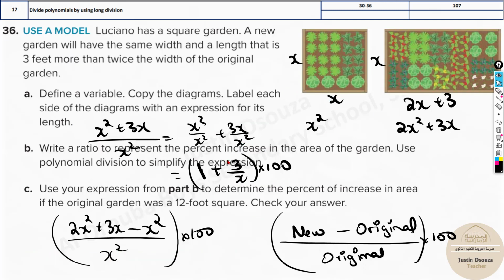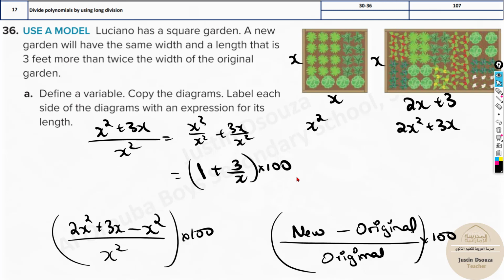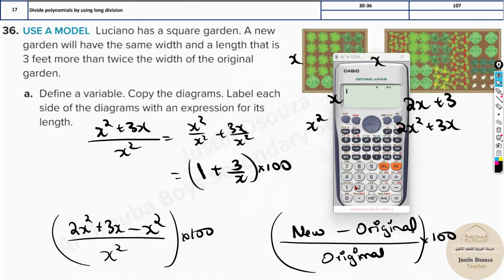That is the variable equation for the second problem. What was the second problem? This is the percentage increase in the area. Now they are telling, if the original garden was 12 foot square, find the answer. Okay, if x was 12, just use the calculator over here, guys. We will take a calculator and solve. Here, all you need to do is 1 plus 3 by 12, whole thing, put brackets, multiply it with 100.